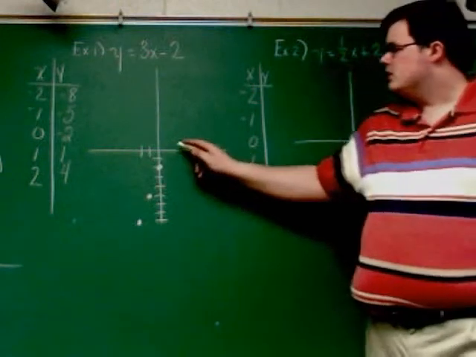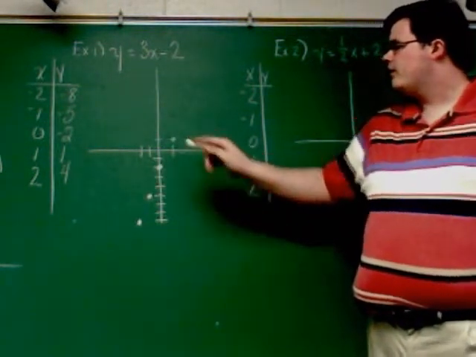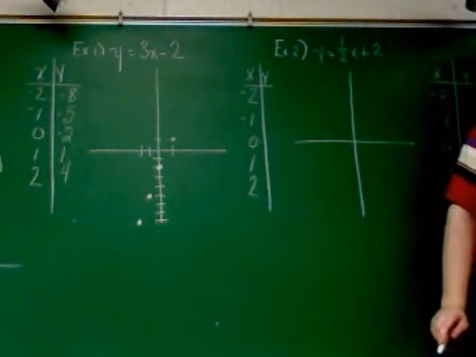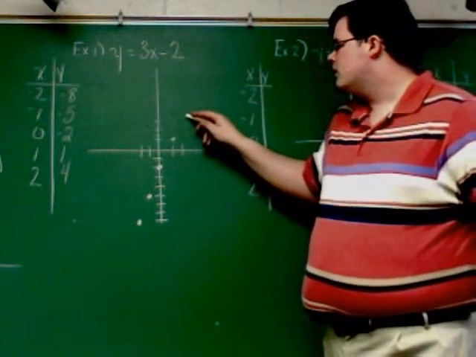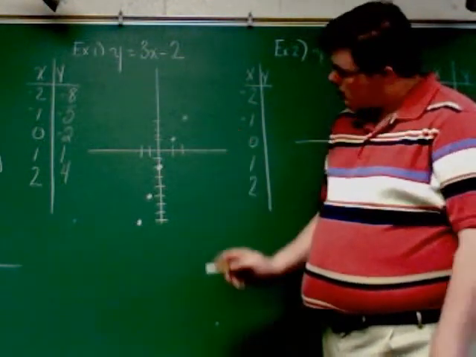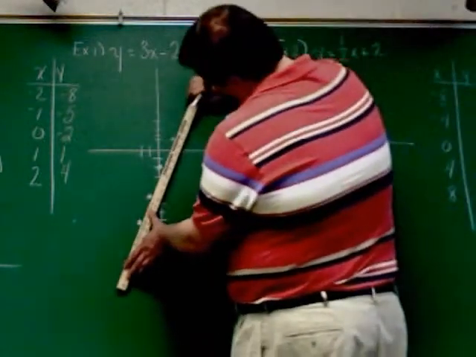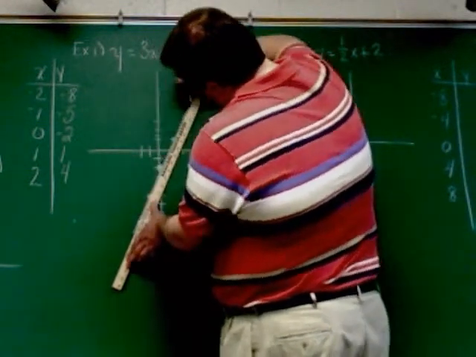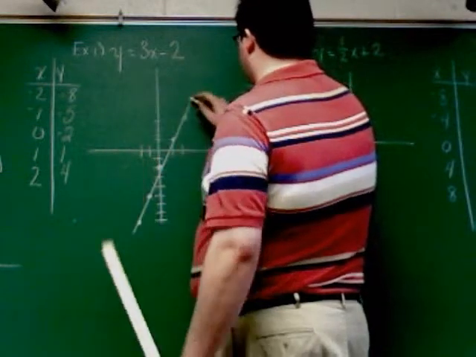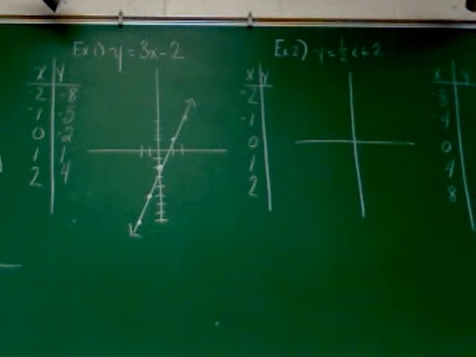One, 1 means I go right 1 and up 1. And 2, 4 means I go right 2 and up 4. There you go.